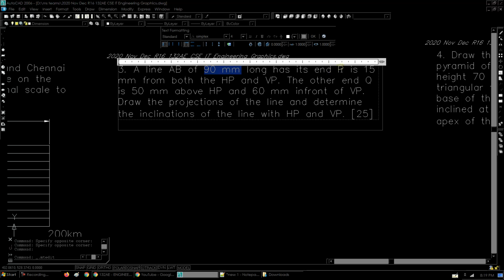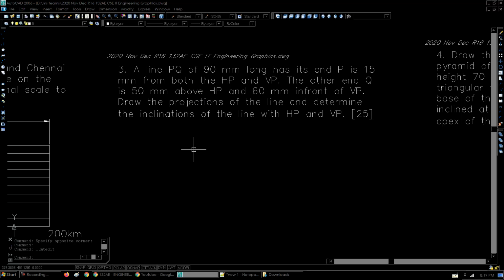Oh, wow, there has been a typing mistake here in this question. Even though the question starts with the line AB of length 90 mm, then it's proceeding to call the first point P and the second point Q. So actually I think the correction required is that PQ is the line 90 mm long, its end P is 15 mm from both HP and VP. The other end Q is 50 mm above HP and 60 mm in front of VP.